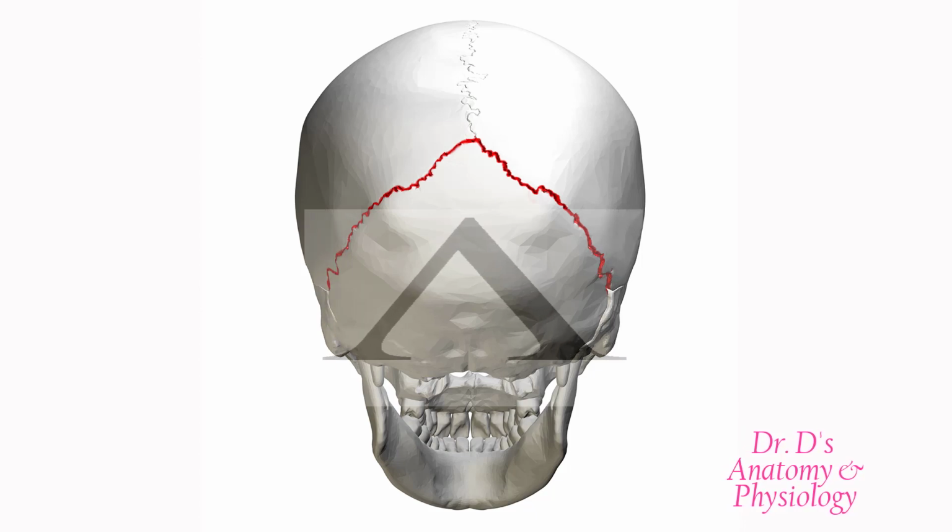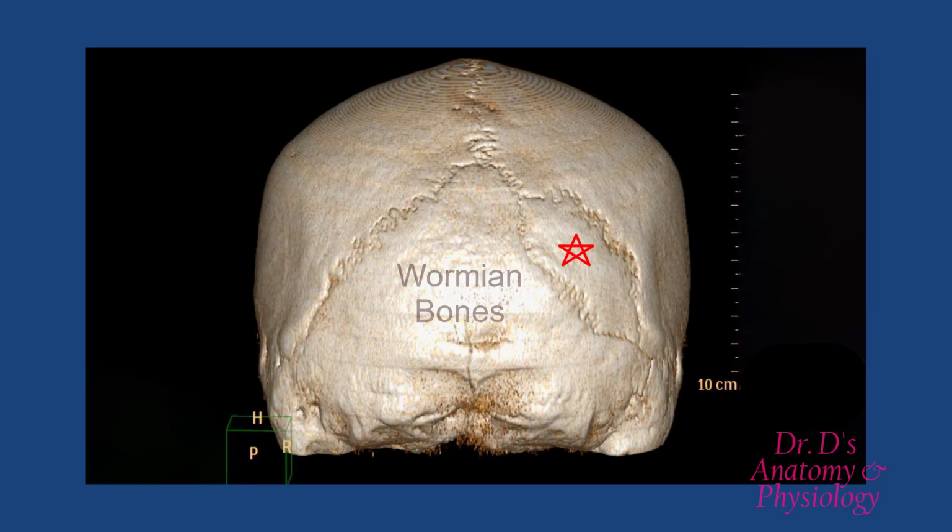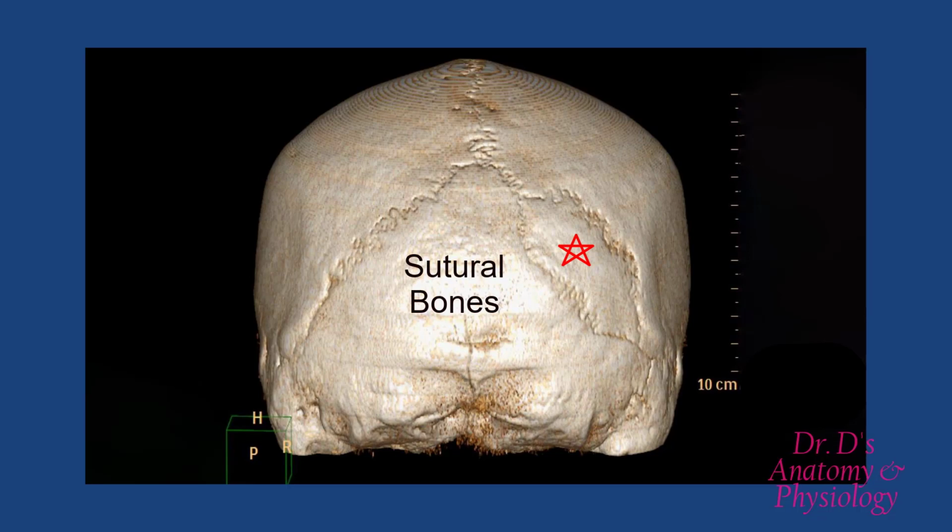We can't leave the lambdoid suture without talking about something that is very often found along this suture, which are Wormian bones. These bones occur within the suture as distinct separate bones. These bones are called Wormian bones in order to honor an anatomist from Copenhagen. They're also known as sutural bones, so if you refer to them as sutural bones, that's perhaps more descriptive.